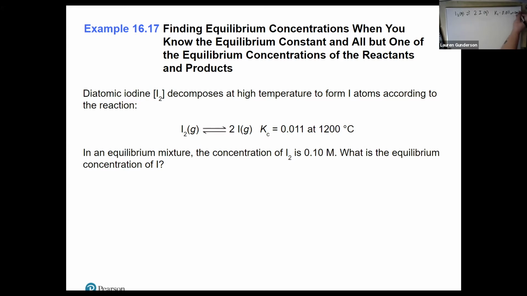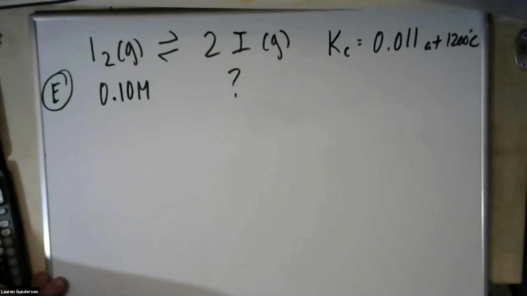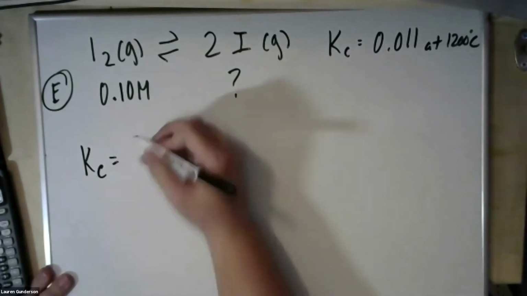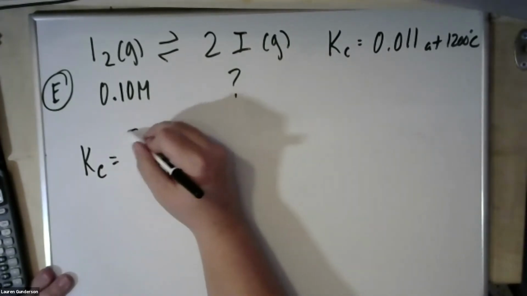So I'm just writing down all the information. They're telling us that the initial concentration of I2 in this case is 0. Oh, not the initial. They're telling us that the equilibrium concentration, got to be careful with that. Equilibrium concentration is 0.10 molar. And we want to know what the equilibrium concentration of the I is. All right, so we're going to do that same setup. Kc equals products over the reactants raised to the coefficients.